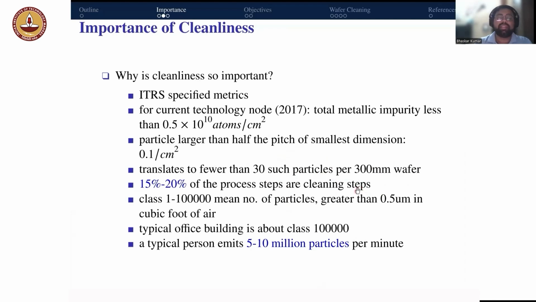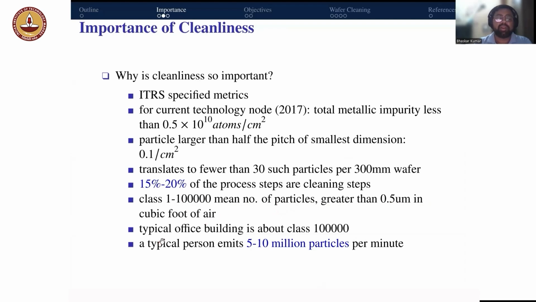Usually, we decide the cleanliness of a room by a metric called the class of a clean room. And we designate it with numbers such as from 1 to 1 lakh, meaning the number of particles greater than 0.5 micron in a cubic feet of air. For example, if the class is 1,000, then the maximum number of particles that can be present, which are greater than 0.5 micrometer in a cubic foot of air, is 1,000, and there could be no more than that.